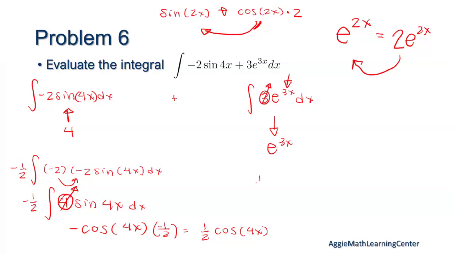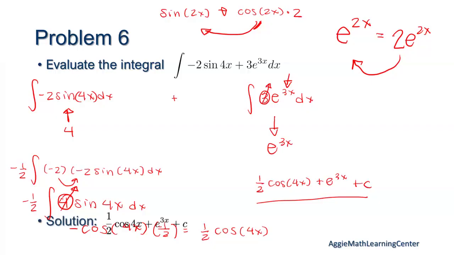So I'm going to add those two together: 1/2 cosine 4x plus e to the 3x, and then I'm not going to forget that plus C. And that's what we get here at the end. Okay, let's see if that matches. 1/2 cosine 4x, okay. Any other questions about that? All right.